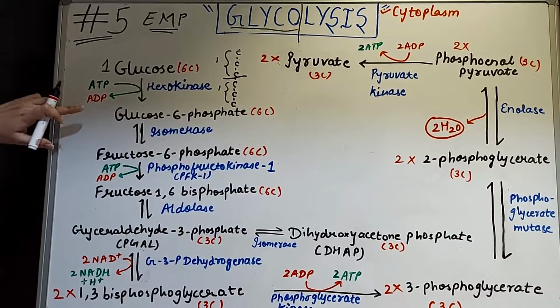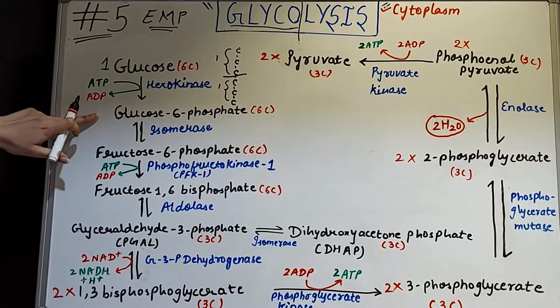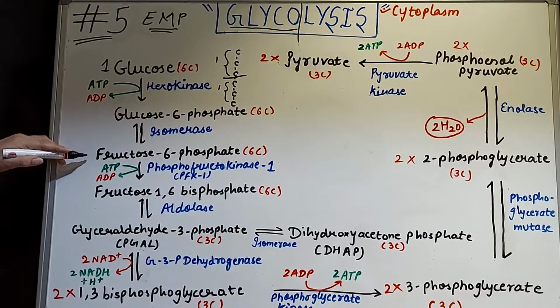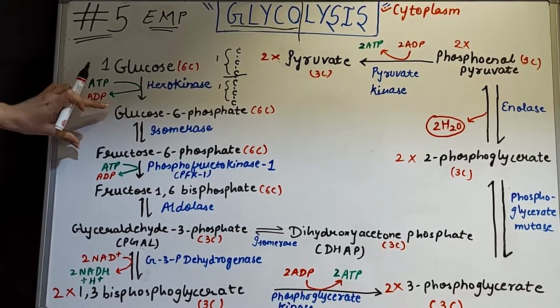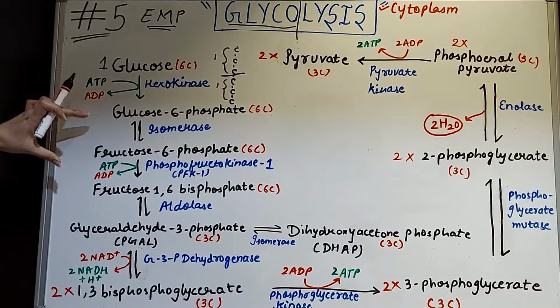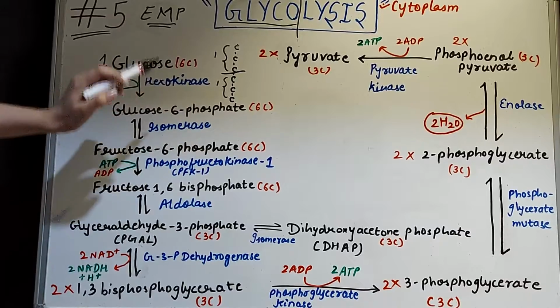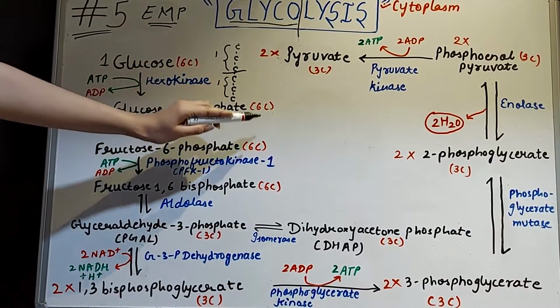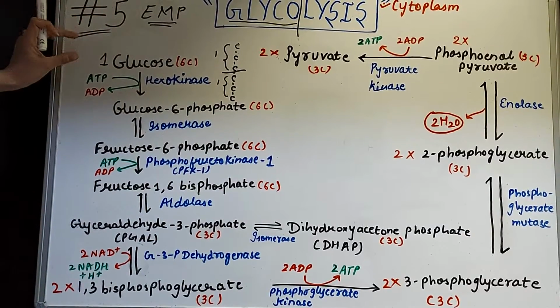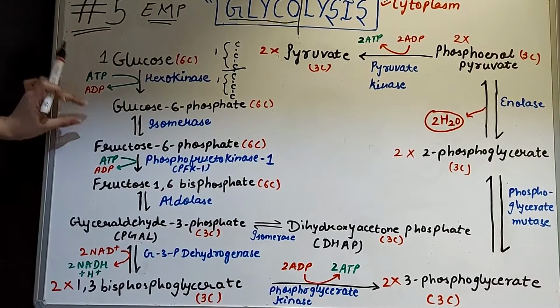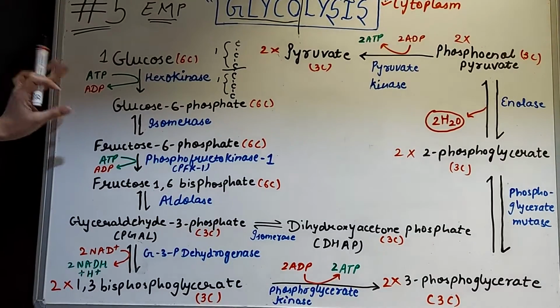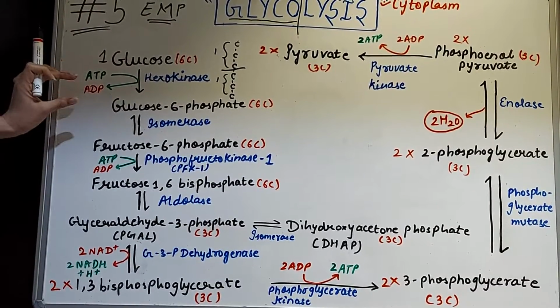Second step. In the second step, glucose 6 phosphate is converted to fructose 6 phosphate. These both are isomers of each other. So this reaction is catalyzed by the enzyme isomerase. Here we started with 6 carbon and still a 6 carbon molecule is there.